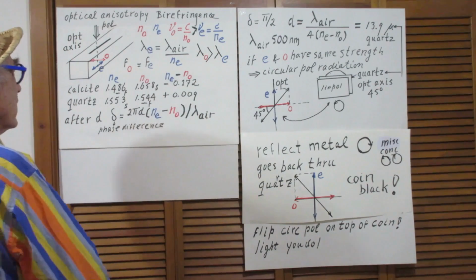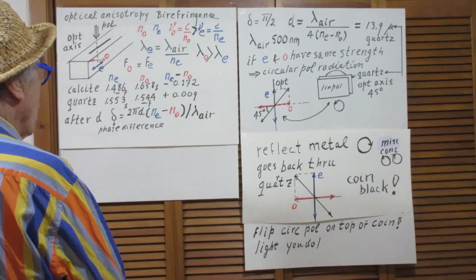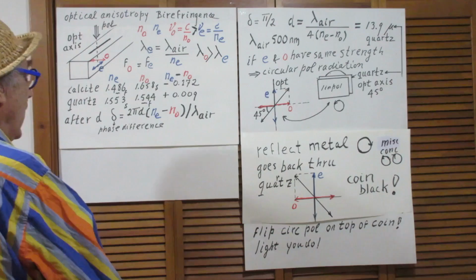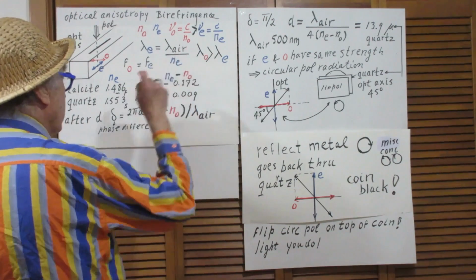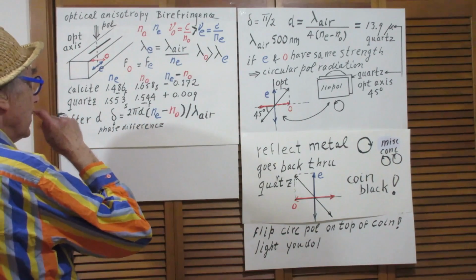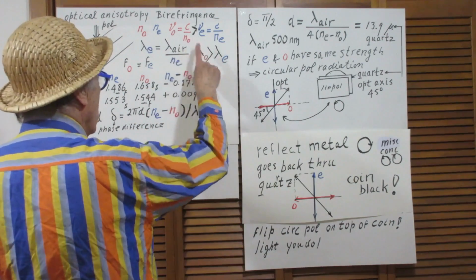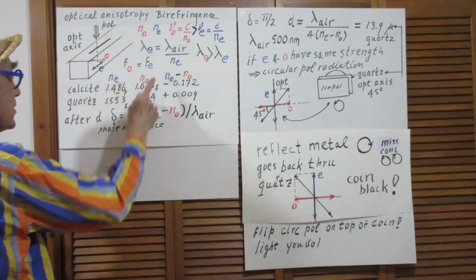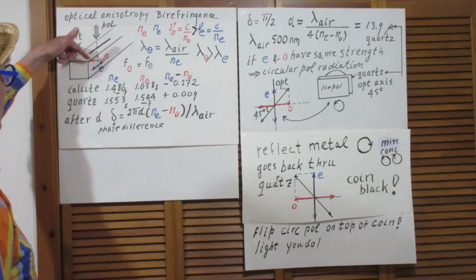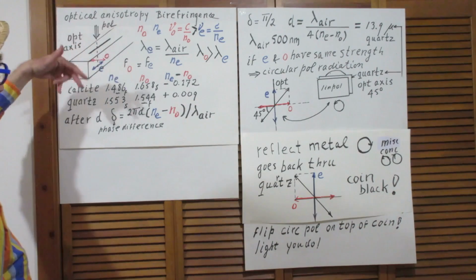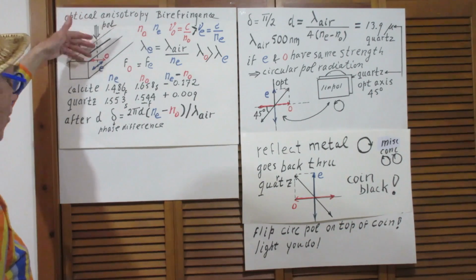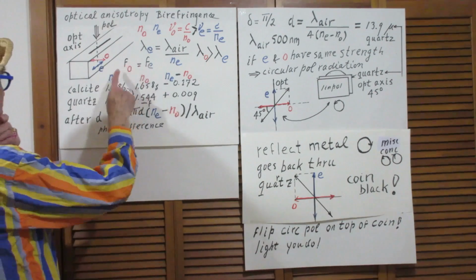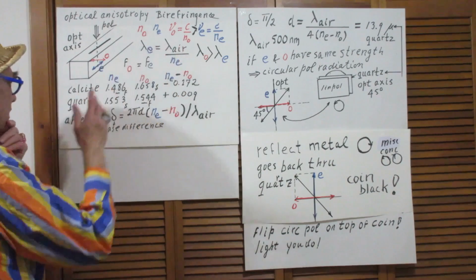And the wavelength in that medium of the extraordinary wave is the wavelength in air divided by N_E, and the wavelength for the ordinary wave is lambda air divided by N_O. And in our case, lambda_O is larger than lambda_E. The frequencies, of course, of the two are the same. Let's keep in mind, for instance, that we have monochromatic green light, 500 nanometers, and so the frequency of this component and this component are the same.